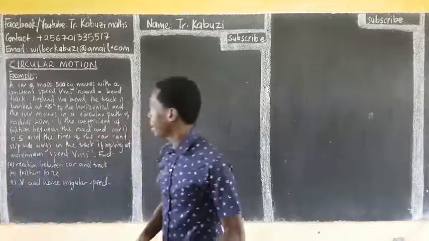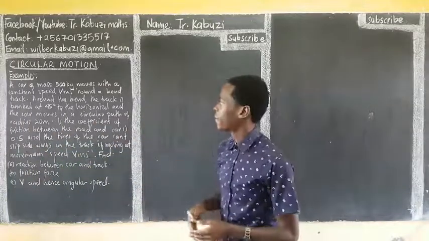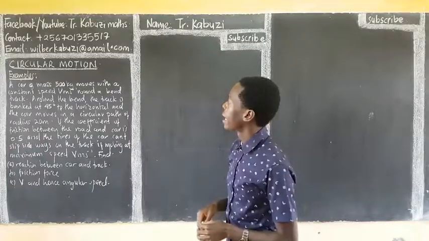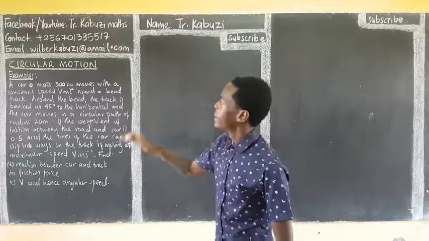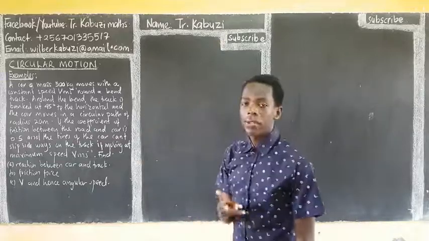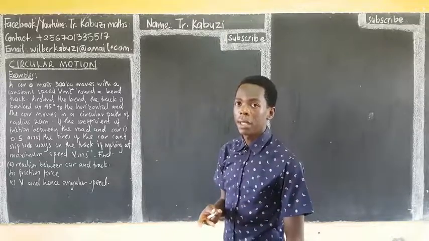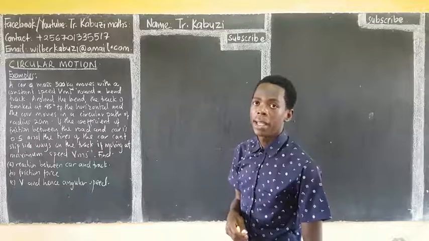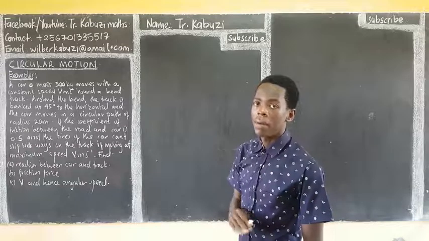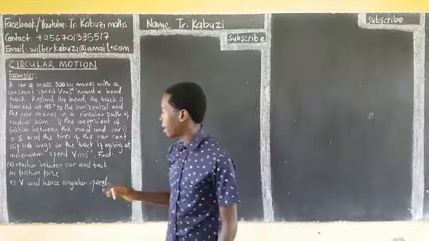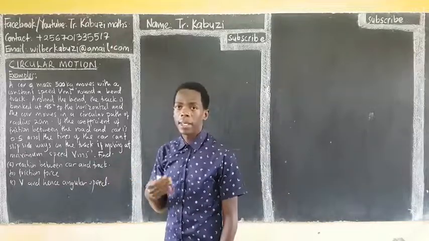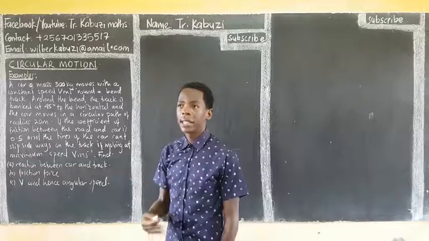Okay, let us see the example when the car is moving around a bent track. So we say there are two cases: when we have a maximum speed, when we have a minimum speed, and when we have a moderate speed. Those cases are different. Now here, you note that this one is going to be of maximum speed. The question will state it and you'll see.